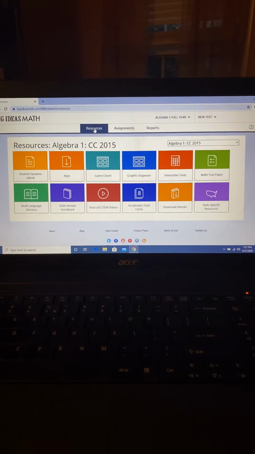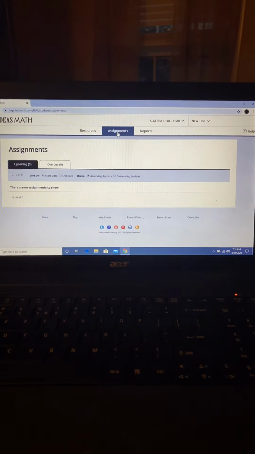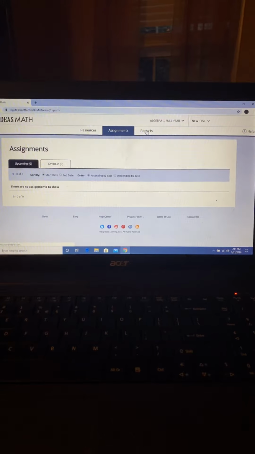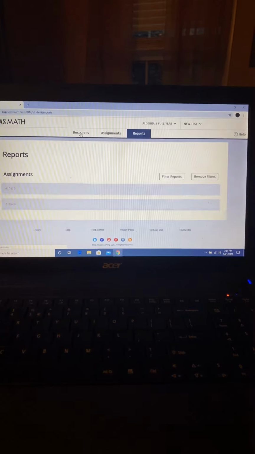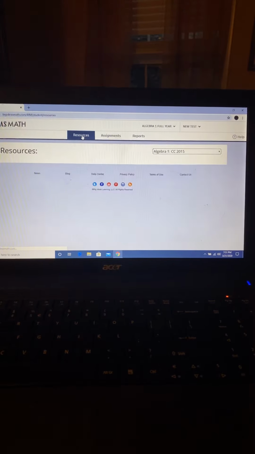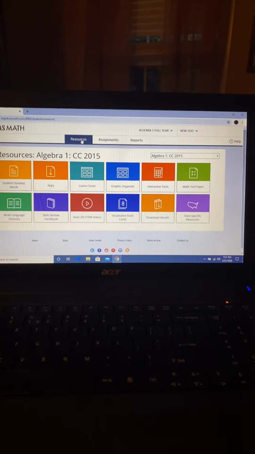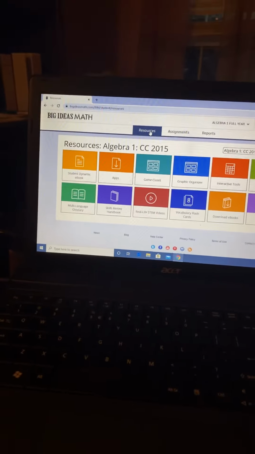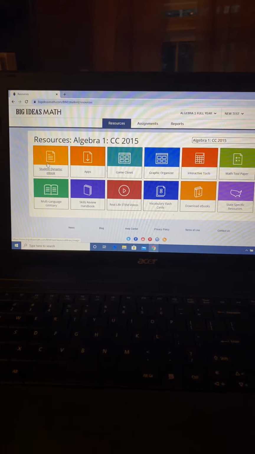I see the resource tab, the assignment tab, and the reports tab. I don't think the reports tab is going to be really important to you all, but we'll see. So let's go back to the resource tab. The student dynamic ebook is where we will probably be doing a lot of our work. Here is the Algebra 1 book.